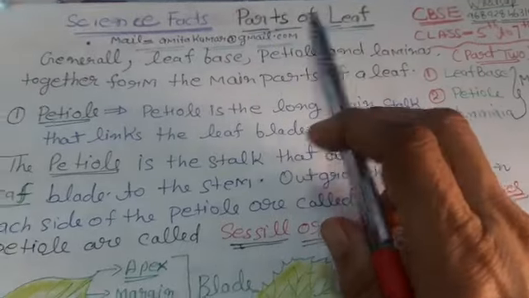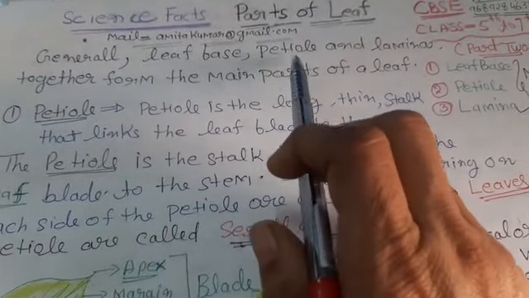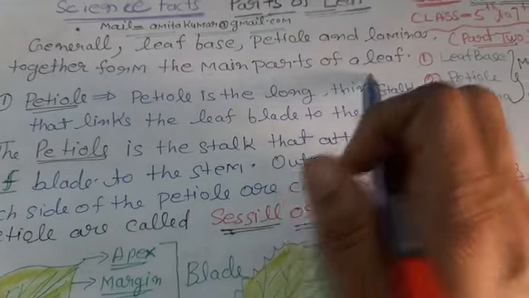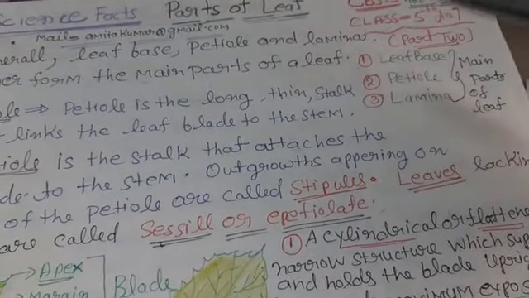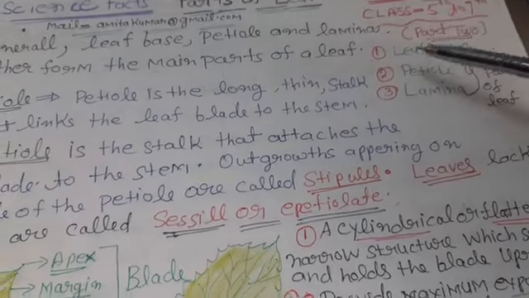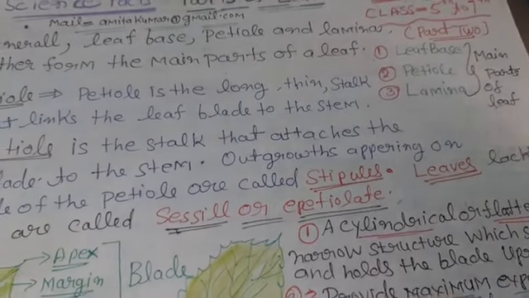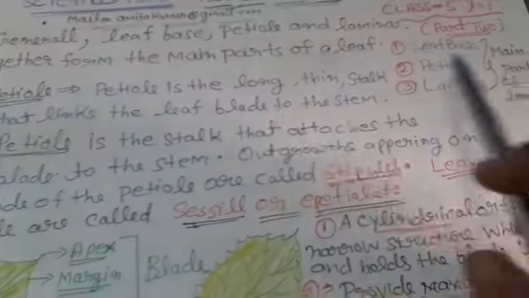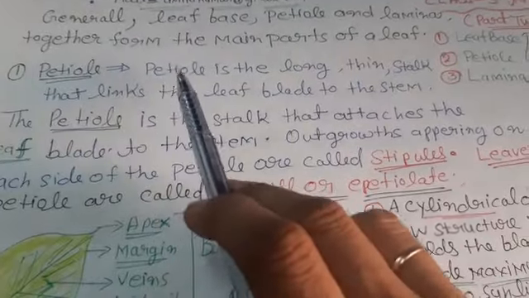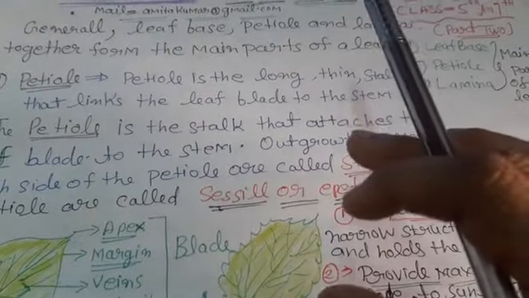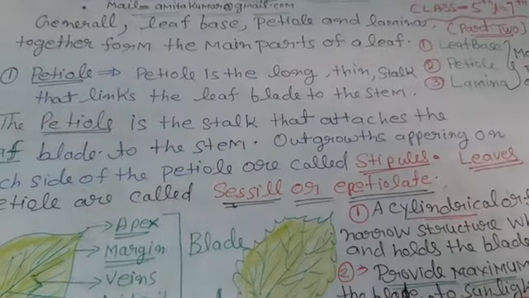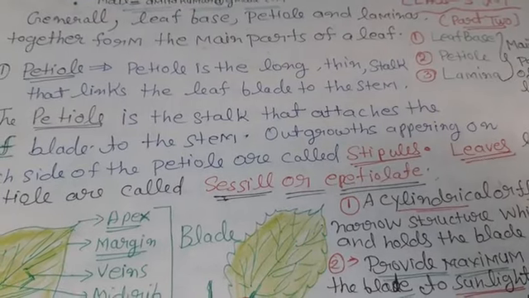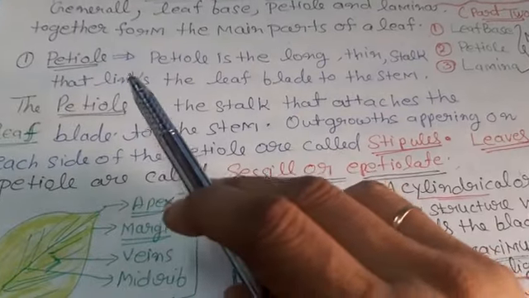These are the parts of a leaf. Generally, the leaf base, petiole and lamina together form the main parts of a leaf, as discussed in the previous session. Here we discuss the second part, the petiole. This topic is taken from the 5th to 7th class syllabus and is very important for students studying in those classes.